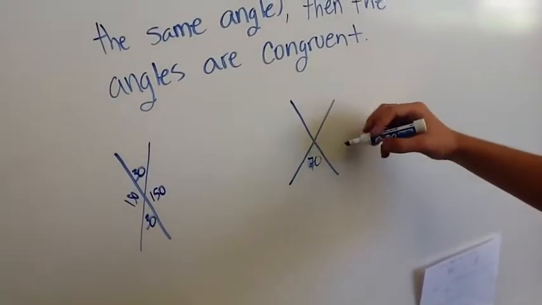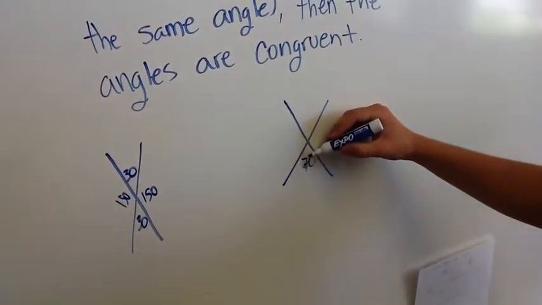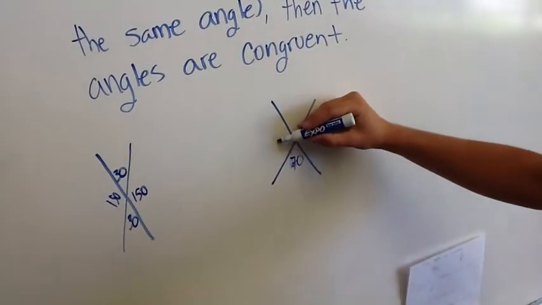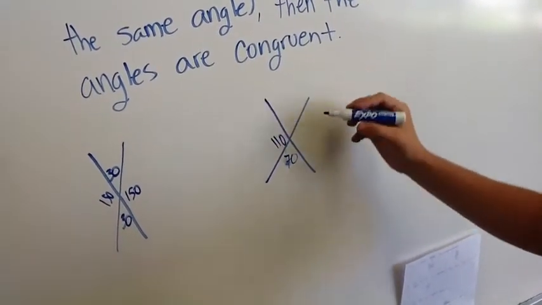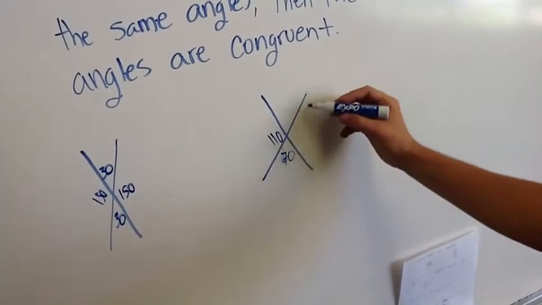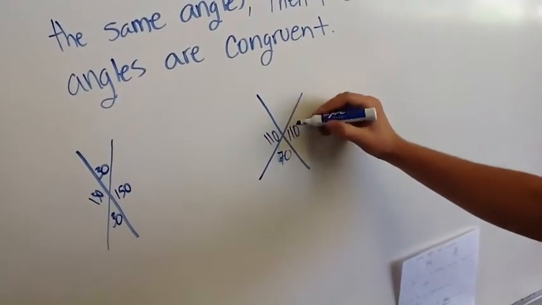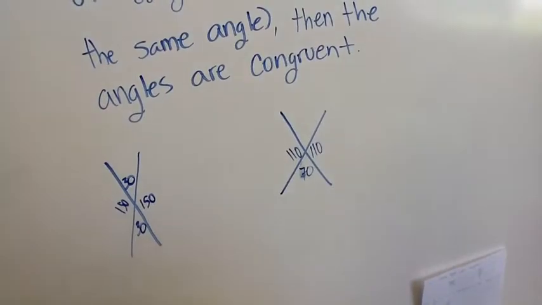The other situation is we have this angle right here, which is 70 degrees. Along this line, it's a supplement to this angle, which means this angle is 110 degrees. And then along this line right here, it's a supplement to this angle, which means this one's also 110 degrees. So these two angles are congruent.